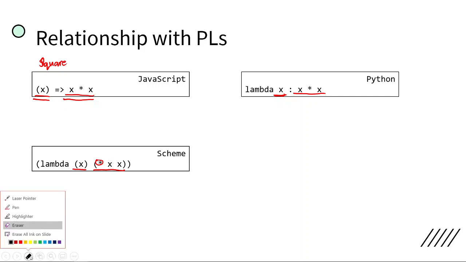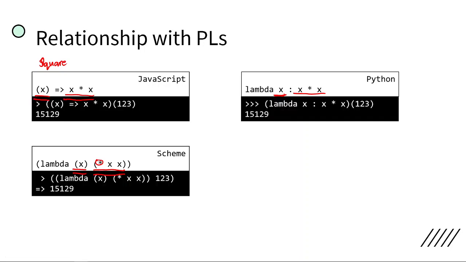So again, it takes x as an input and multiplies x by itself. It also returns its result. So if we run this code, you can see here.